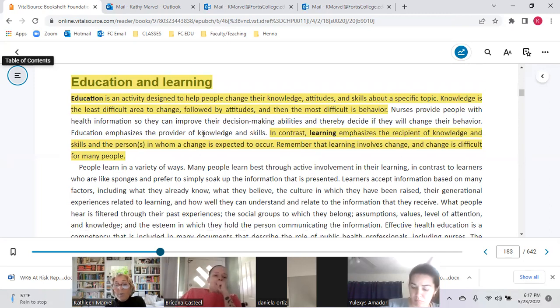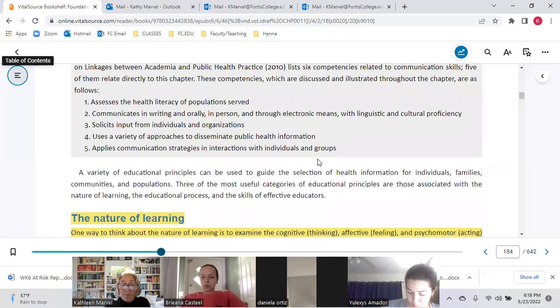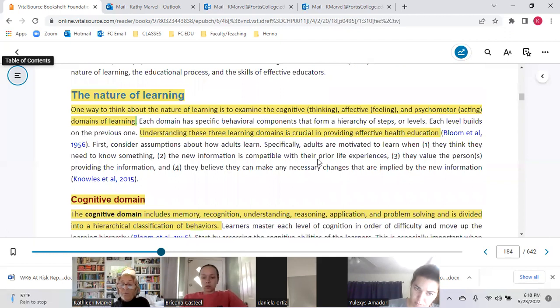In your PowerPoint for this chapter, the PowerPoint slide for this is excellent as well. It gives a nice summary, right? With learning, you're supposed to take that knowledge and then a change is expected. So learning involves change, and change is difficult. It's one thing to be educated, but learning actually means you're going to put that education into practice and make some changes. Okay.